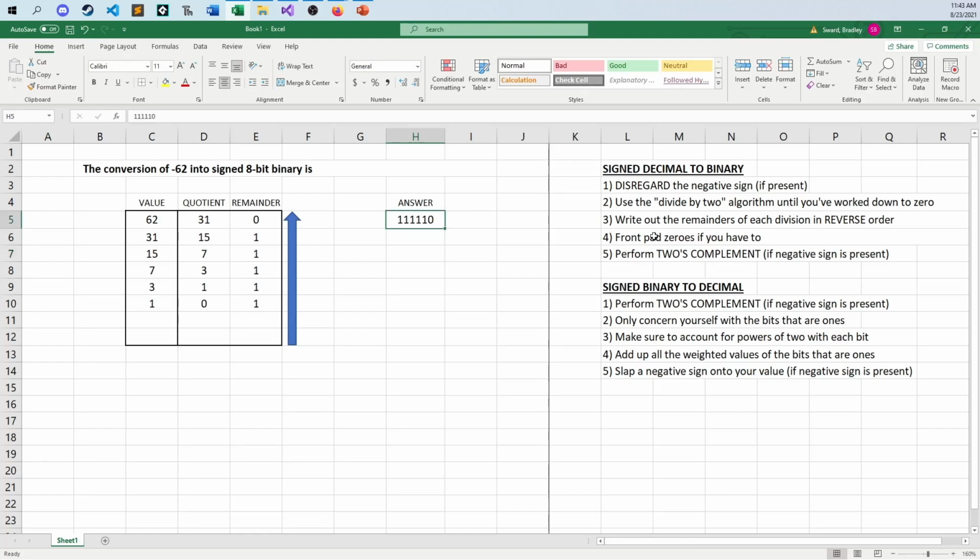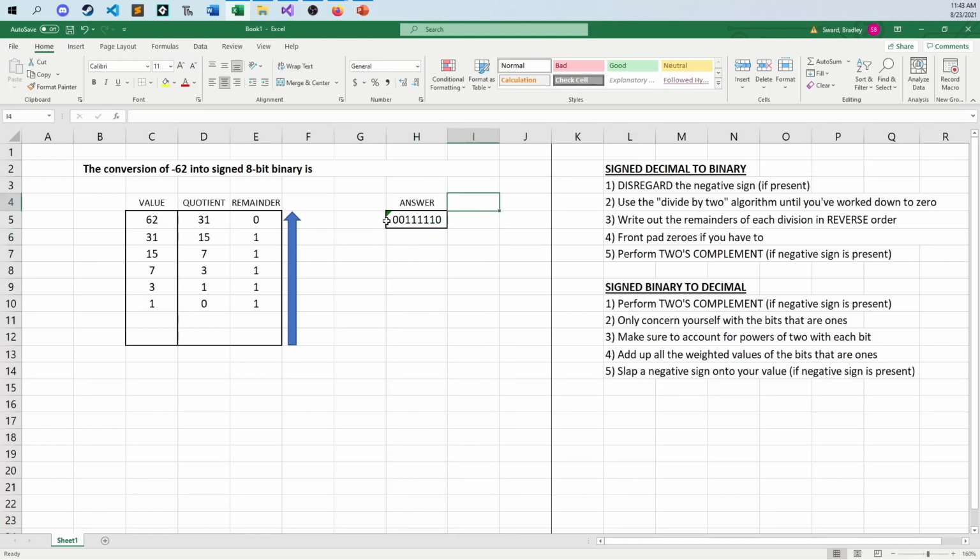But then remember step 4 here, front pad the zeros if you have to. And this is important because I have 6 bits here, but I wanted that value in 8 bits. So we have to front pad this. Shoot, I have to put that dash in front. And so now we're dealing with this: 0, 0, 1, 1, 1, 1, 1, 0. This is positive 62, right? Because that leading bit is a 0, that tells me this is positive. So I'm dealing with a positive number here.